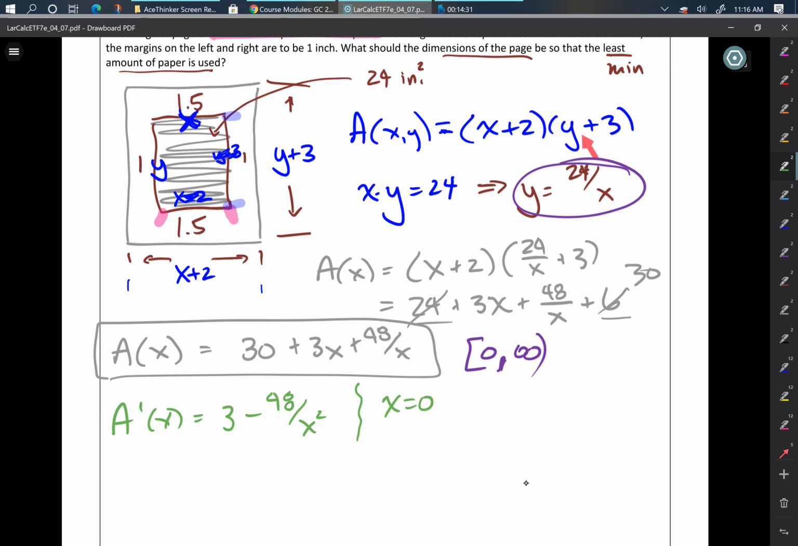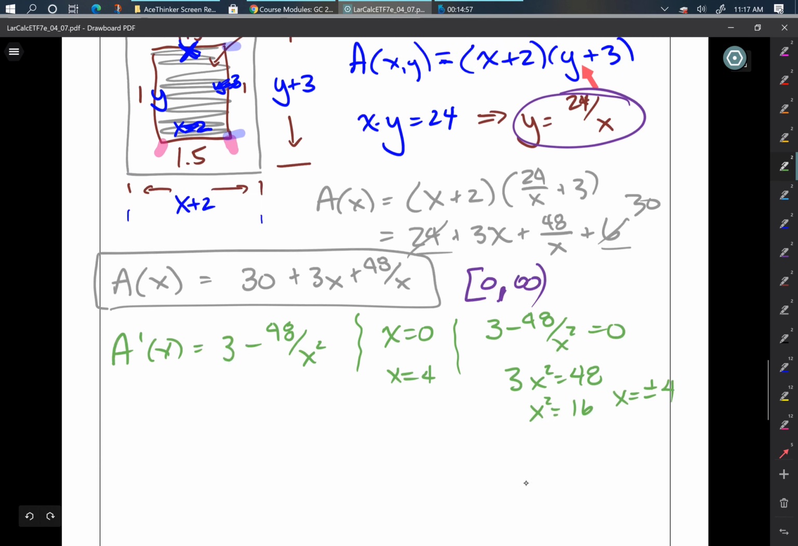And okay, what about the equal to 0 part? When is 3 minus 48 over x squared equal to 0? Well, that's when 3x squared is equal to 48. Move the 3 over, multiply by x squared. So x squared is equal to 48 divided by 3, which is 16. So x is equal to plus or minus 4, but we're going to ignore the negative and say that we only need the positive 4.